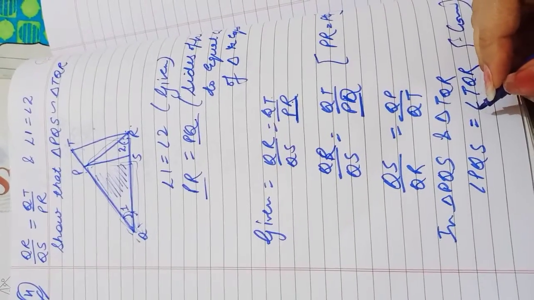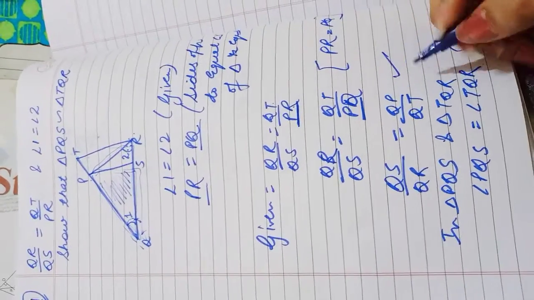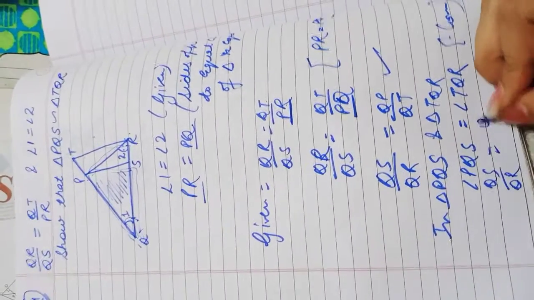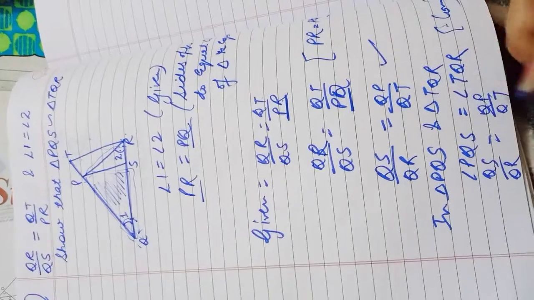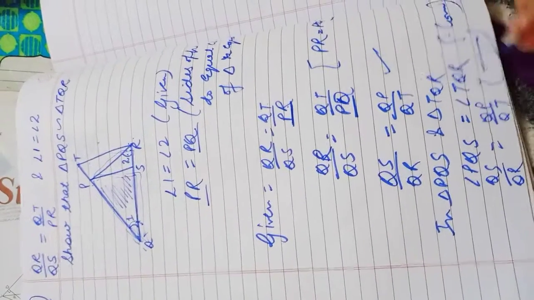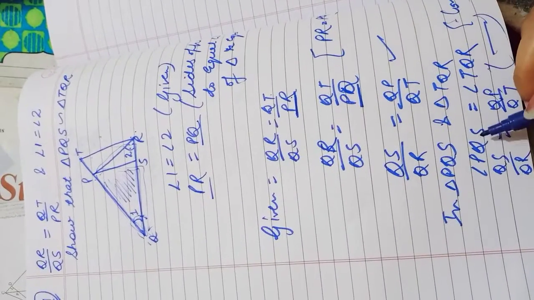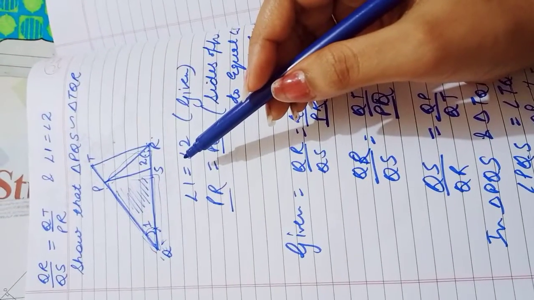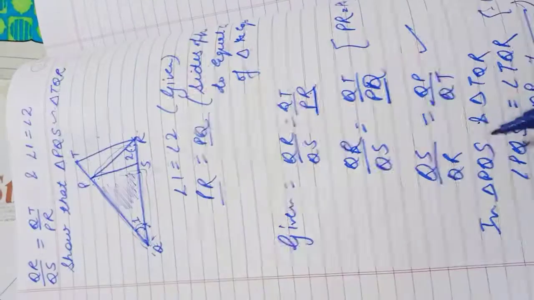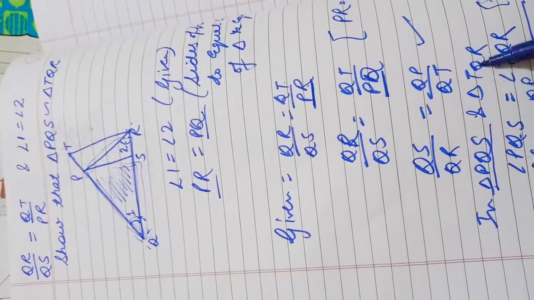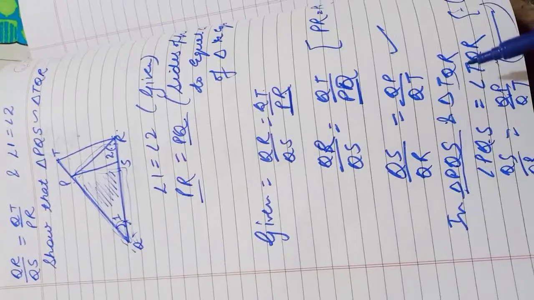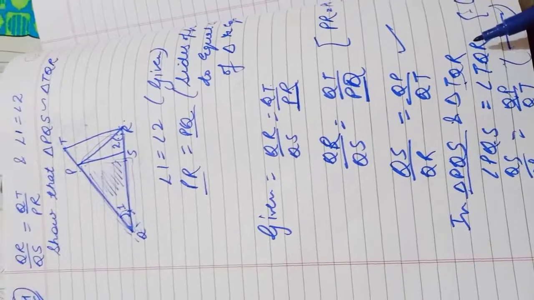Now the next thing is the one that you have proved above, that QS upon QR is equal to QP upon QT. Two sides are in proportion and one angle is equal. By using the side angle side similarity criterion, you can say triangle PQS becomes similar, not congruent, it's similar, to triangle TQR.